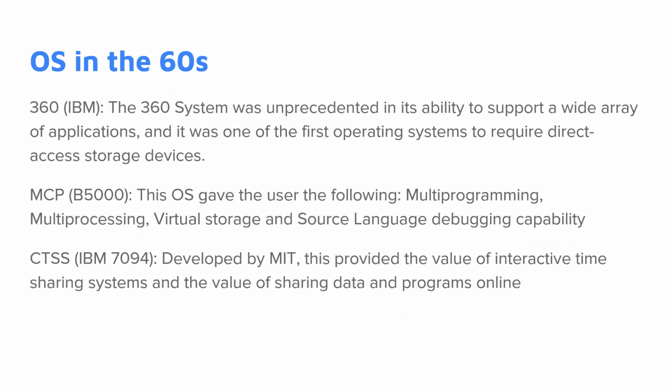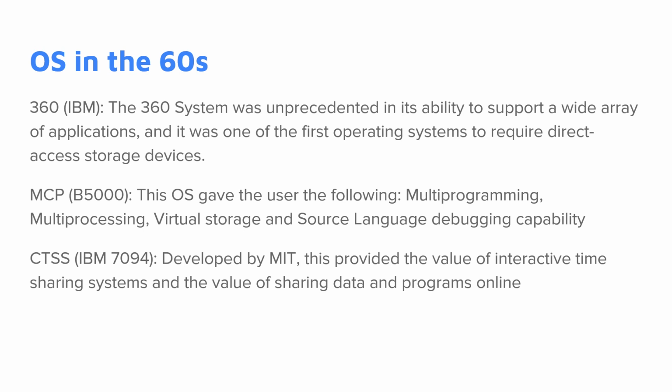And now we have the operating systems in the 60s. First up, we have the 360 system by IBM. The 360 system was unprecedented in its ability to support a wide array of applications, and it was one of the first operating systems to require direct access storage devices.